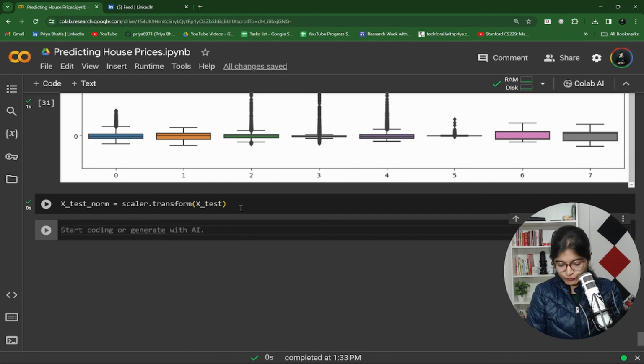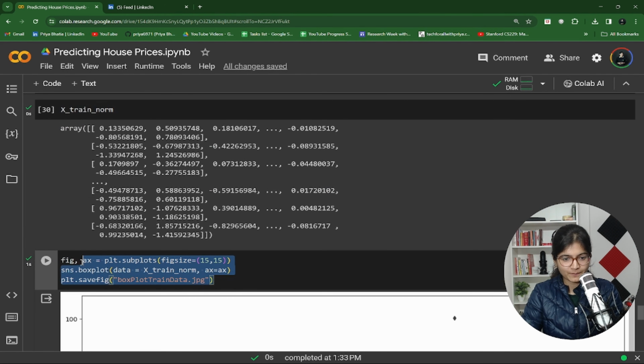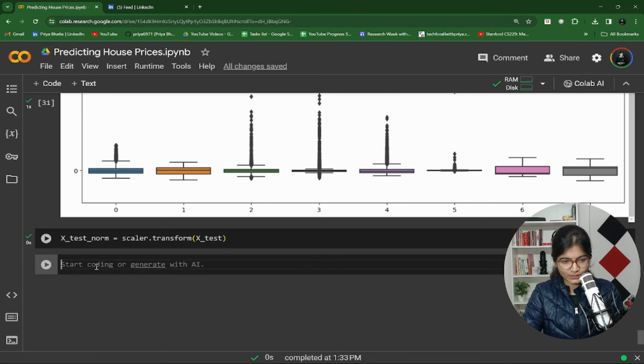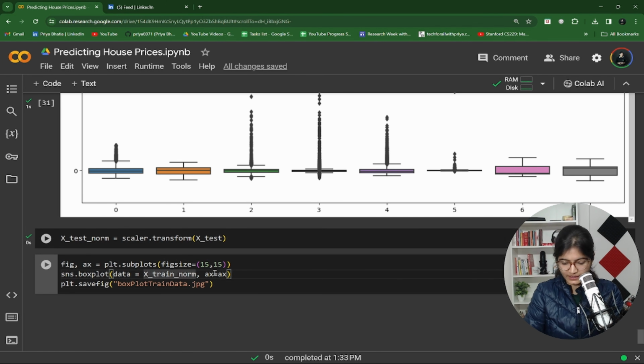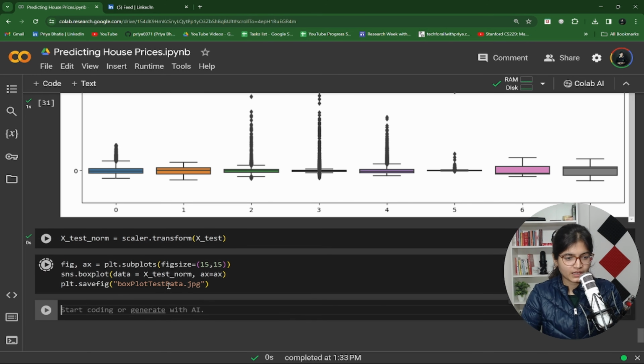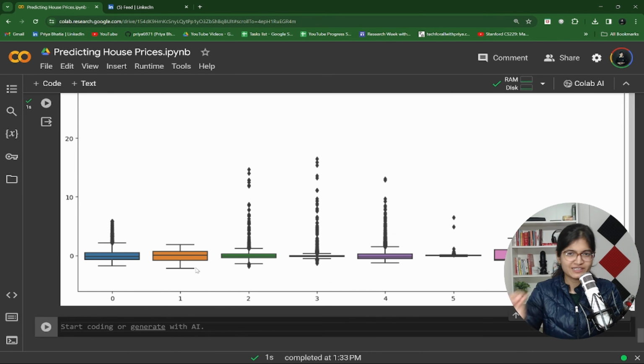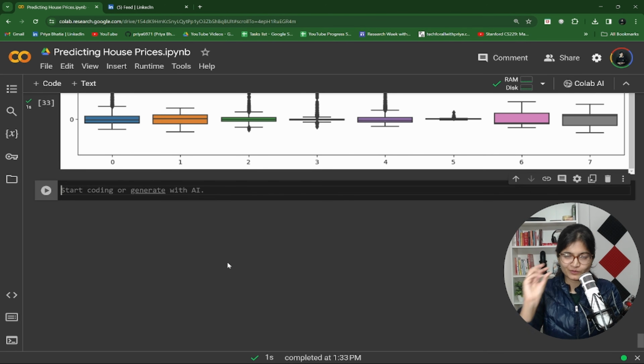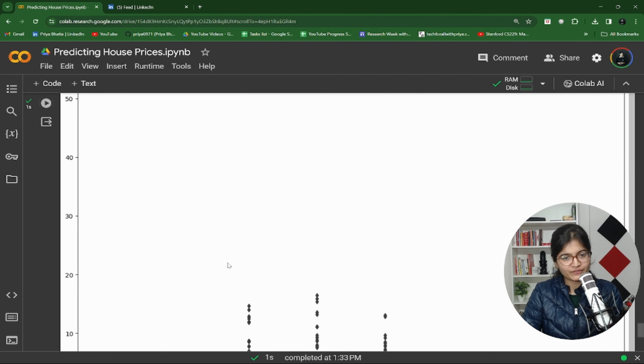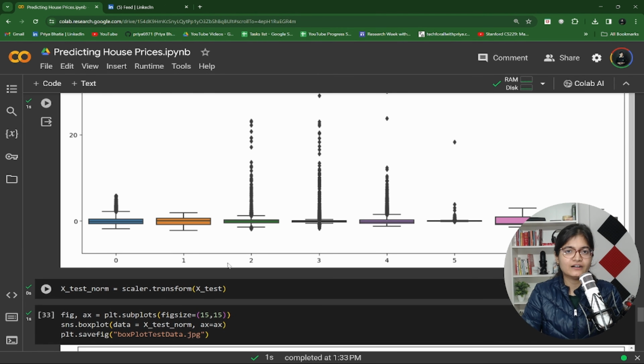right? If you can see, you will get a similar plot for the test set also, the box plot. X_test_norm. And here you can say box plot of test data. If you run this, again you will see a similar kind of distribution, where the range of every particular feature that we have is quite the same, right? So we are able to normalize our data values, our feature points, within some specific range. That is what we have understood here.